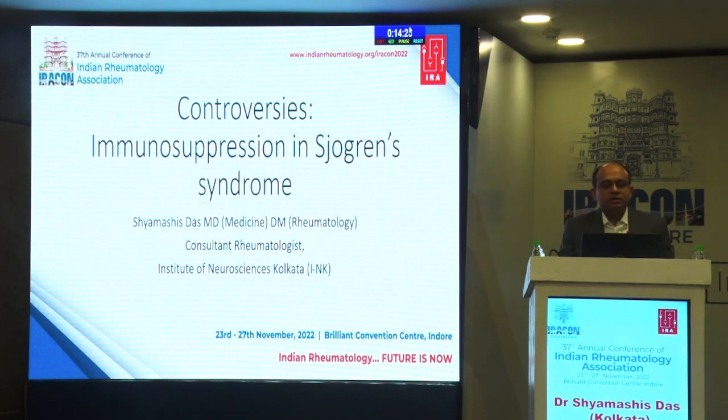As Sjogren's syndrome is an autoimmune disease, we understand that to treat Sjogren's syndrome patients, we have to give immunosuppressive or immunomodulatory drugs. But the controversies arise because there is a paucity of good quality data which support use of immunosuppressive agents in Sjogren's patients. And to complicate the situation, whatever RCTs we have available failed to meet the primary endpoint of the studies. That means they failed to show efficacy of immunosuppressive agents in Sjogren's patients.